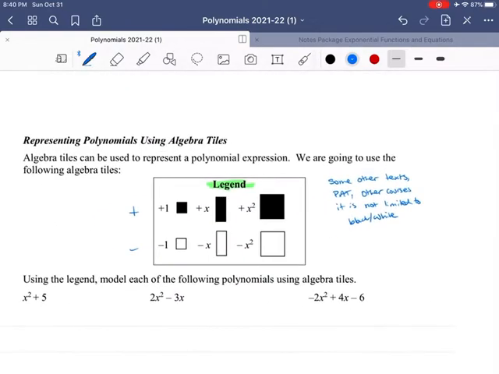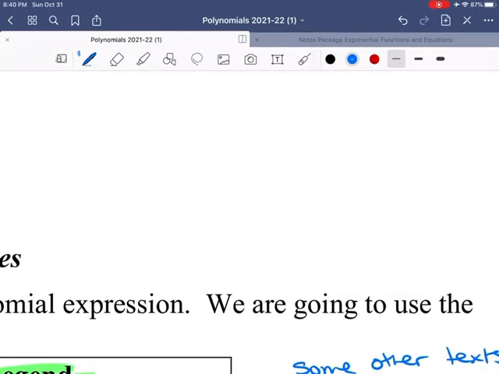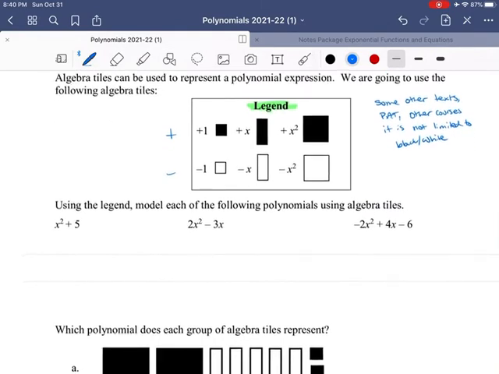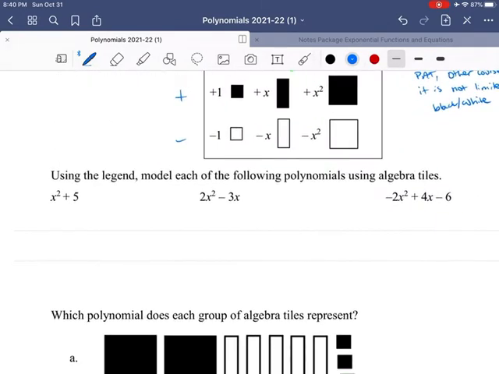Now, back to the last unit we just did. If I said 12 squared, what would you do? Well, you draw a square with side lengths of 12. Well, x squared is the same thing. It's a square with a side length of x. So if you see an x squared, you draw a square. So let's represent this. So x squared, well, we have 1x squared.